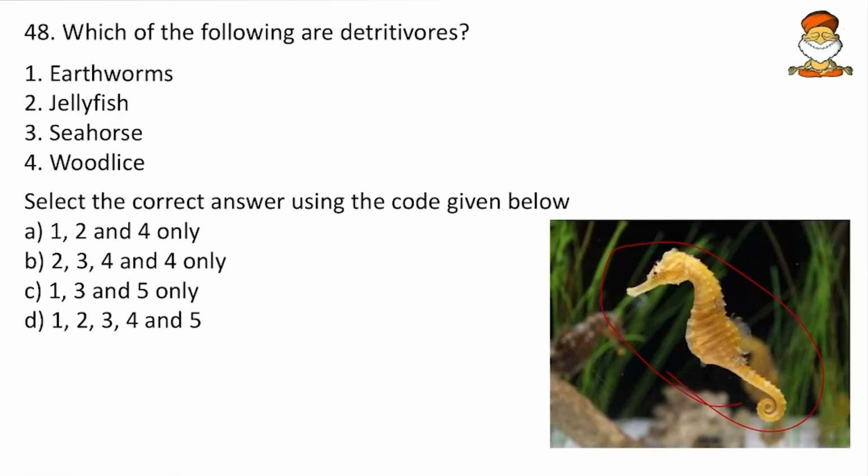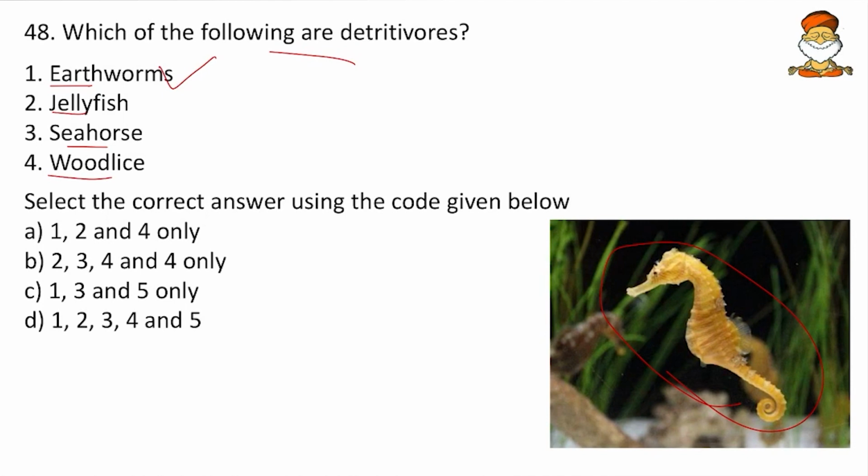Which of the following are detritivores? Here we have earthworms, jellyfish, seahorse and woodlice. Earthworms, obviously, we know that they are detritivores. They will always live in the dead and decayed particles of the soil. But here the luck didn't favor. That is, one is present in A, C, and D options.